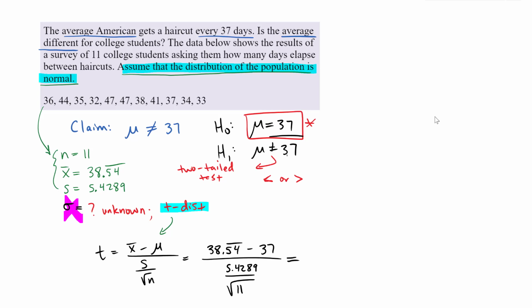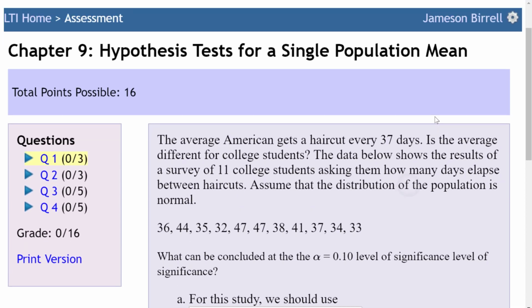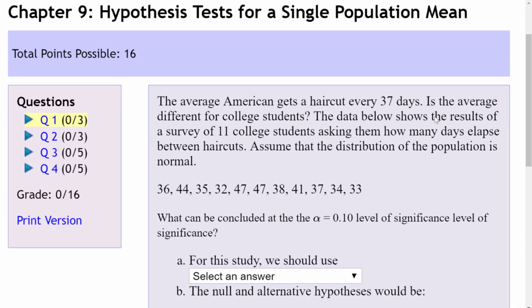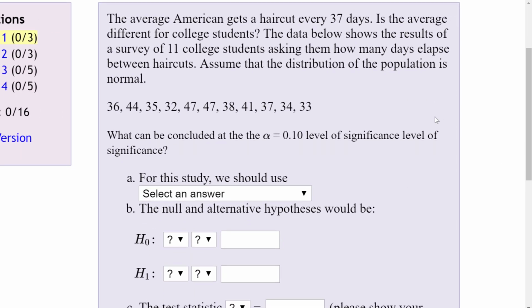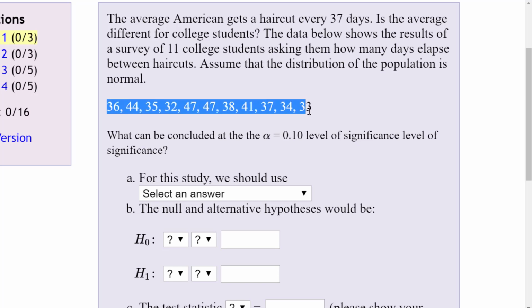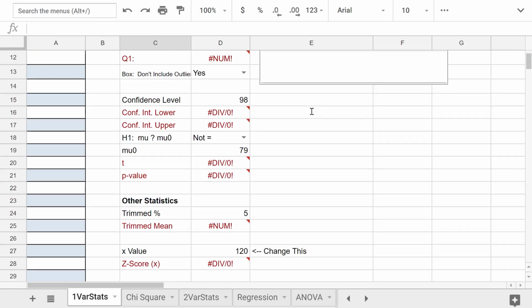Here's just a quick follow-up to finish an example that was started in class from the homework, and more specifically from Chapter 9, Hypothesis Testing for a Single Population Mean. So if you want to take time, pause it, reread it. But essentially we pulled the data by just copying and pasting it.